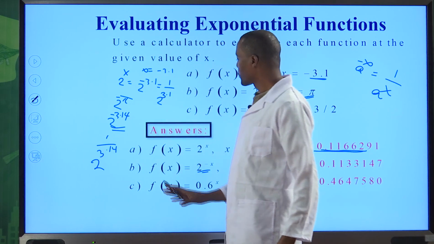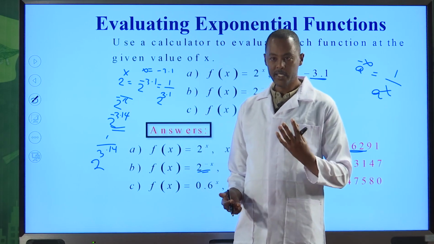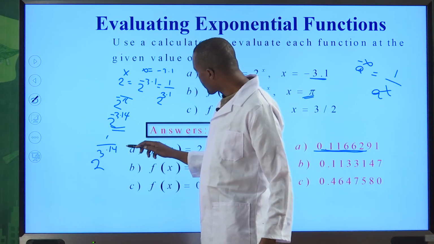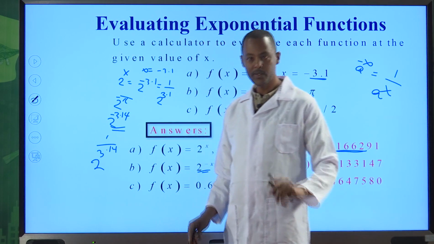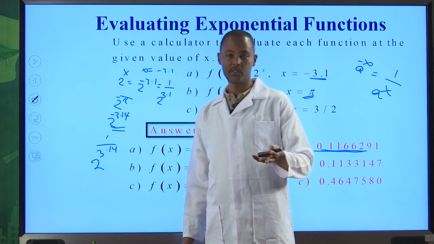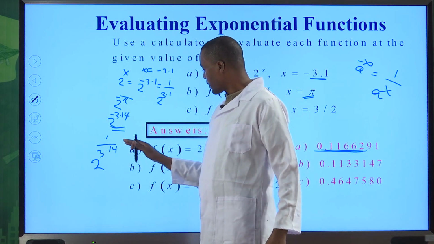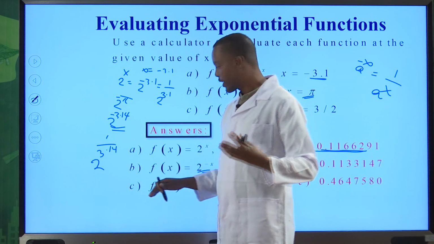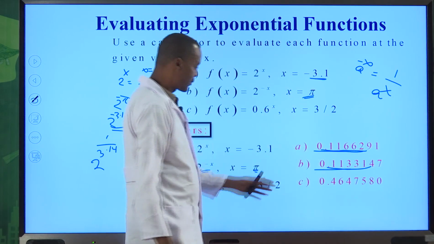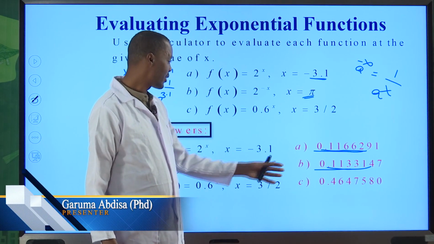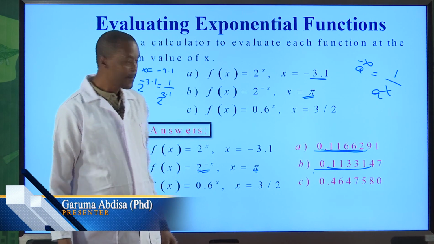2 to the power of 3.14 will be a number a little bit larger than 8, as we expect, because even if we ignore the 0.14 term, 2 to the power of 3 alone is already 8. 2 to the power of 3 is 8. So 1 divided by a number a little bit larger than 8 will give us 0.1133147. That is something you can take from your calculator.